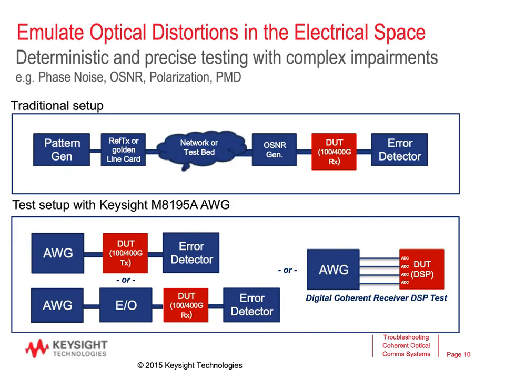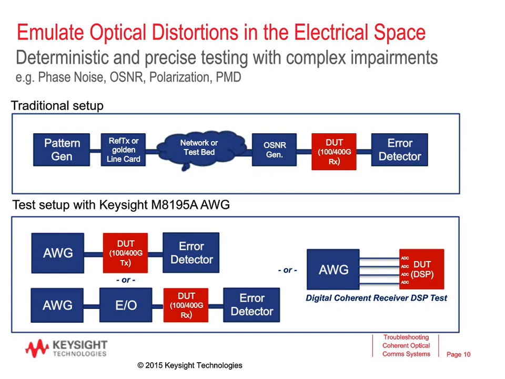As I said, there's also a movement to emulate optical distortions or impairments already in the electrical space. That means we are able to generate deterministic and precise distortions on the signal by generating the behavior of an optical link already in the electrical domain.